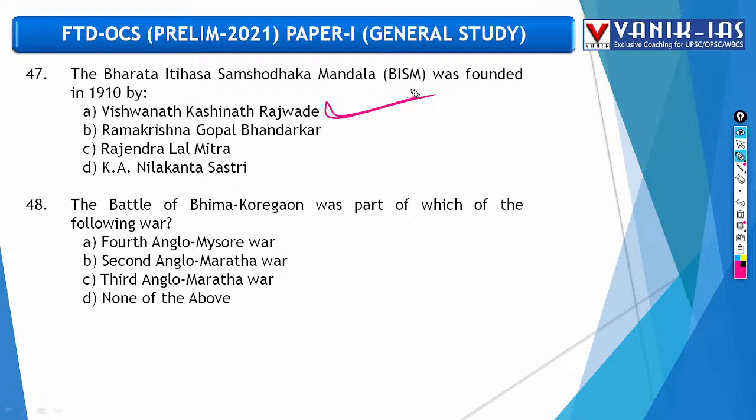The Battle of Bhima-Koregaon was a part of which of the following wars? Bhima-Koregaon War. It is the Third Anglo-Maratha War. Bhima-Koregaon was part of the Anglo-Maratha War.